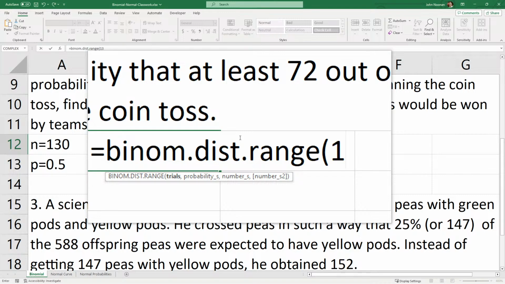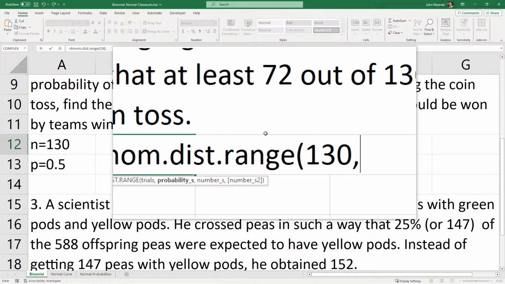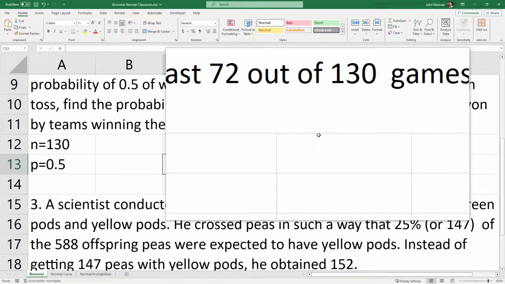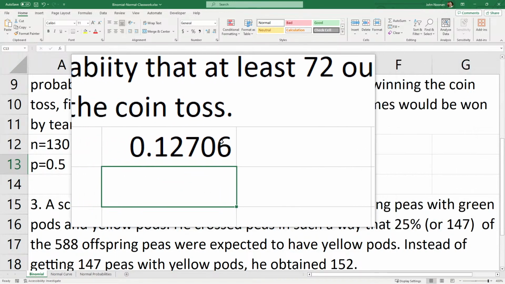We have 130 trials. There were 130 games that were studied. Probability of success, we're assuming, is 50%. And then we want to know the probability that anywhere between 72 and 130 of those games will be won by the team that wins the coin toss. And when you do this, the probability that you get is pretty small.